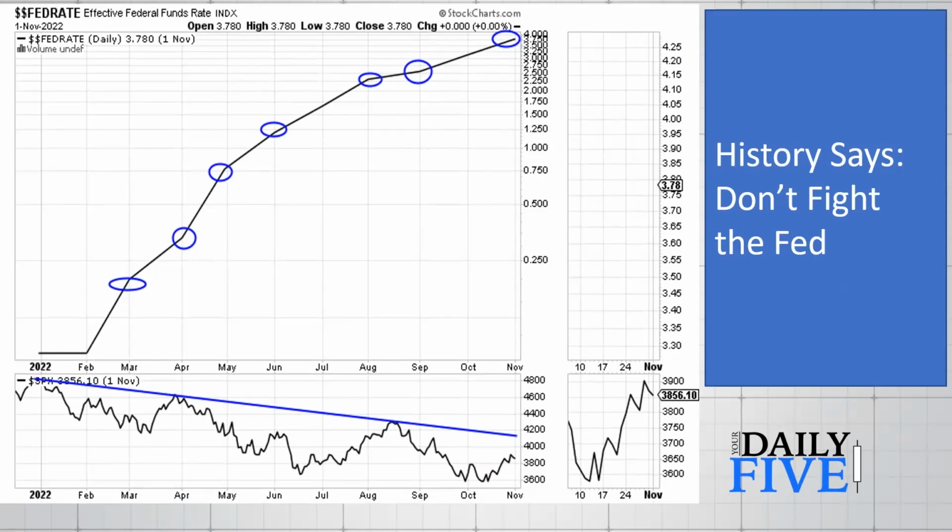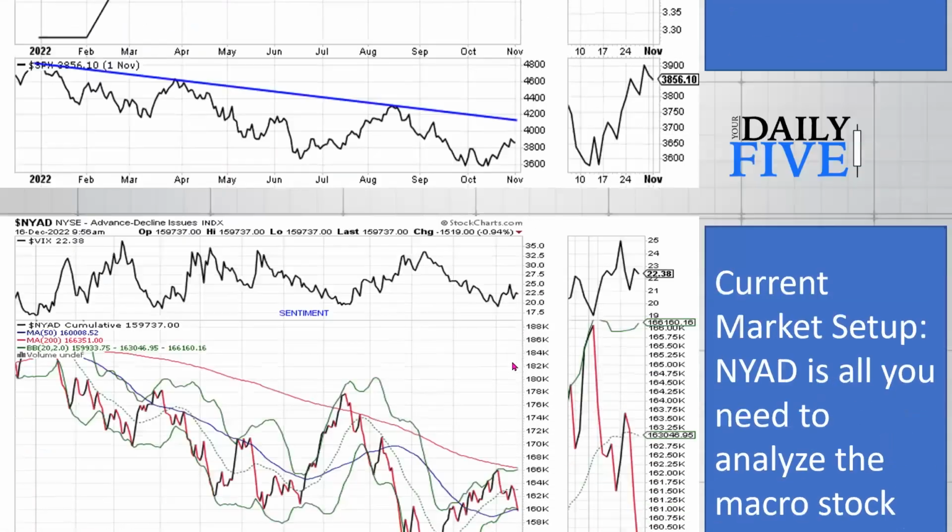I'm going to show you some exceptions to this in a bit, but it's important to understand the history. You can also see that every time you have these circles here, it's when the Fed actually does the deed, and the market usually turns negative after that. So history says don't fight the Fed. I agree 100%, but there are exceptions. I'm going to be telling you about those.